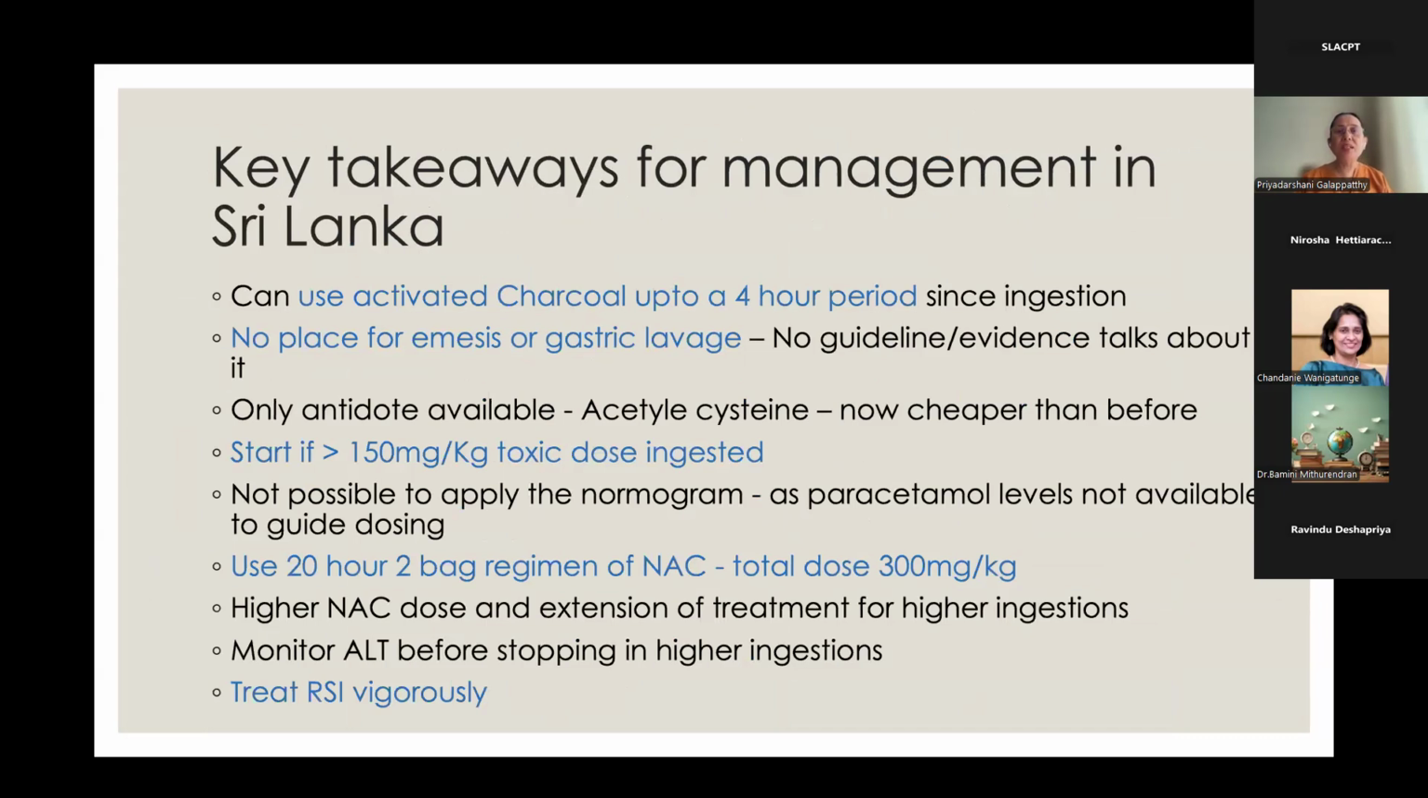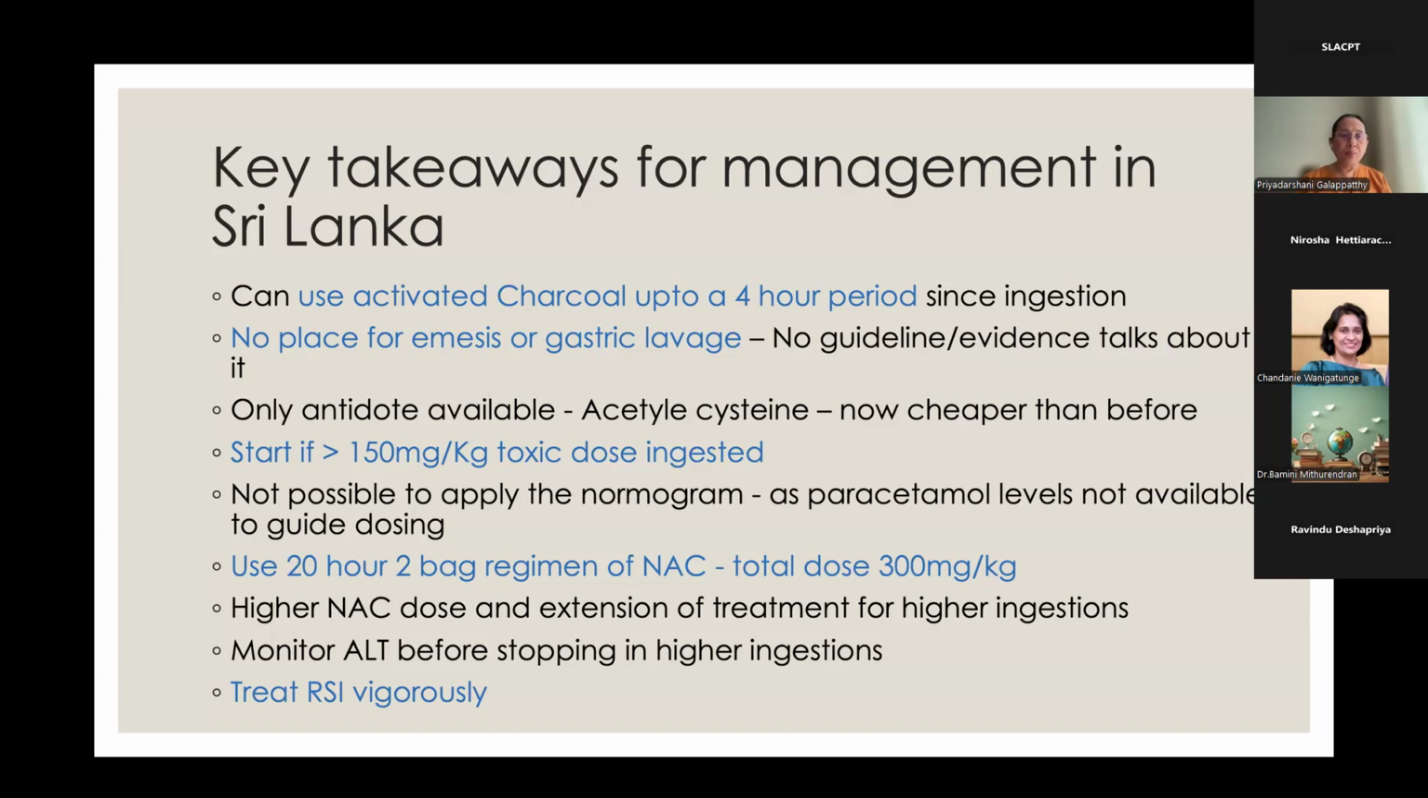Key takeaways for management in Sri Lanka. I think we can use activated charcoal up to a 4-hour period since ingestion, because particularly we are managing without paracetamol levels, but there is no place for emesis or gastric lavage because no guideline or evidence talks about it now. The only antidote is now acetylcysteine, which is now cheaper. We can start if more than 150 milligram per kg toxic dose is ingested.